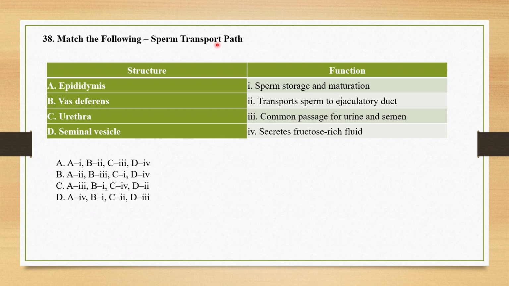Match the following sperm transport path. I think we came across one similar type of question earlier itself. So here epididymis, sperm storage and maturation, vas deferens, transport sperm to ejaculatory duct, urethra, common passage for urine and semen, seminal vesicle, secretes fructose-rich fluid. Okay. Option A.